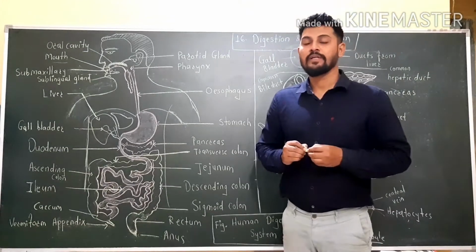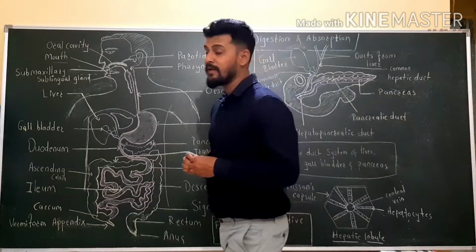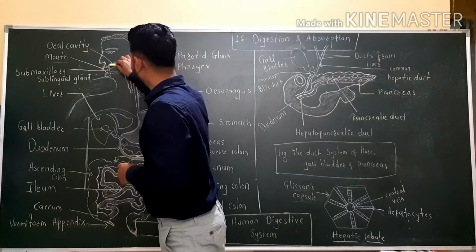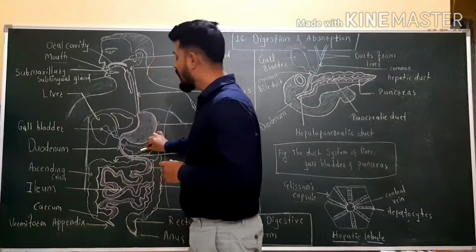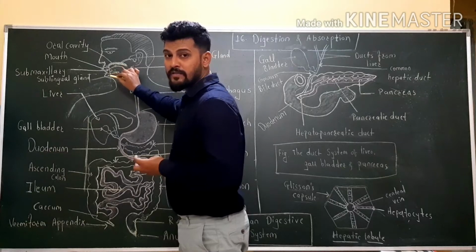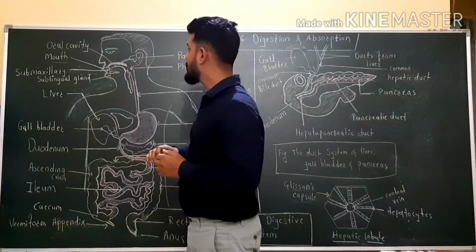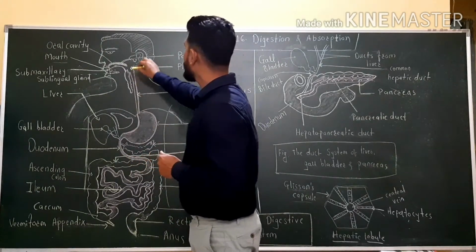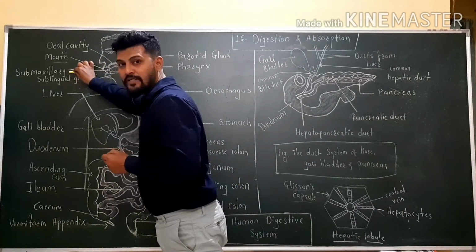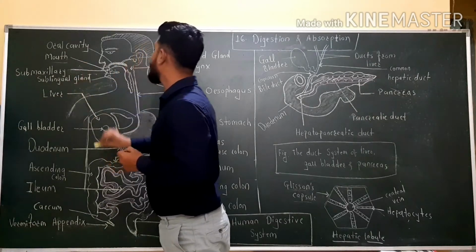So let us study the digestive glands associated with the alimentary canal. The digestive glands associated with the alimentary canal include three types of glands. The first are the salivary glands, second is the liver and third is the pancreas. Salivary glands are present in three pairs which secrete saliva in the oral cavity or the buccal cavity. These three pairs of salivary glands are the parotid glands, which are present in the cheeks, submaxillary or submandibular glands, which are present in the lower jaw, and sublingual glands, which are present below the tongue.